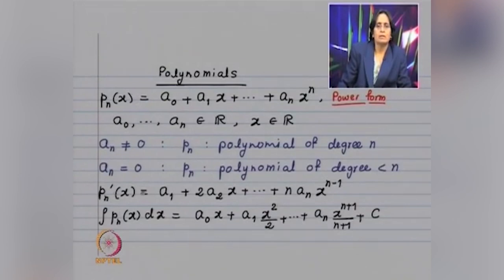The derivative of p_n is given by a_1 plus 2 a_2 x plus ... plus n a_n x^(n-1). Thus, to store the information about p_n, we need to store the coefficients a_0, a_1, ..., a_n in the computer. For the derivative, the coefficients a_1, a_2, ..., a_n come into the picture, and the indefinite integral is given by a_0 x plus a_1 x^2/2 plus ... plus a_n x^(n+1)/(n+1) plus a constant of integration. So, once again what we need is only the coefficients, and the derivative of a polynomial is a polynomial of one degree less, and the indefinite integral is again a polynomial with one degree higher.